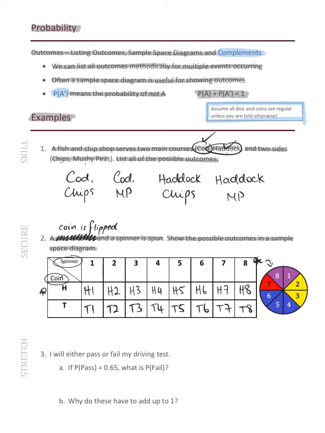Okay, question 3. I will either pass or fail my driving test. If the probability of pass is 0.65, what is the probability that I fail? So fail is the same as not pass. They're my only 2 options. So if they're my only 2 options, they have to add up to 1. So therefore, the probability that I fail is 1 minus 0.65, so 0.35.